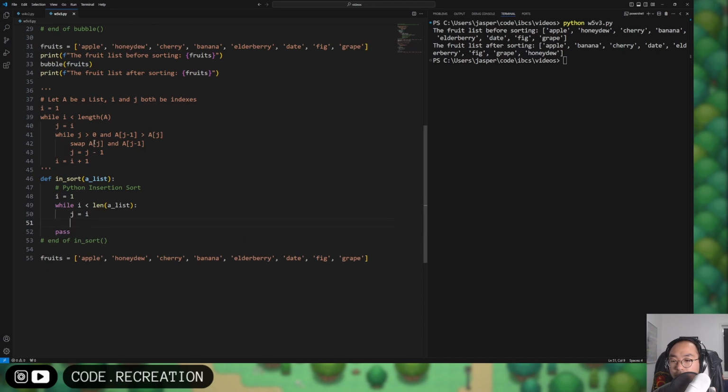Then it's going to say that while J is greater than 0 and A list at J minus 1 is greater than A list at J, as in any time we are looking at a certain value, for example banana. Right now, if J was targeting banana and J is greater than 0, so I made this side of the while loop true, and it's going to say that A list at J minus 1 is greater than A list at J, as in, cherry is greater than banana, the one left to it. So we're going to do some swap.